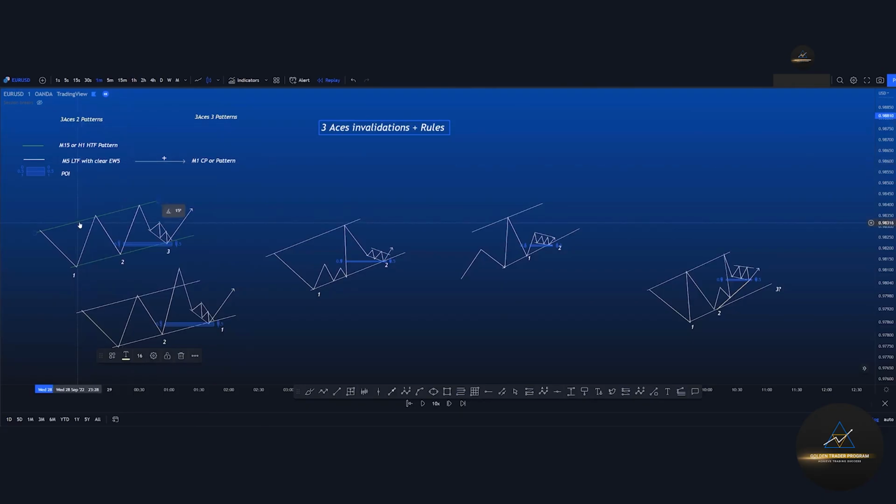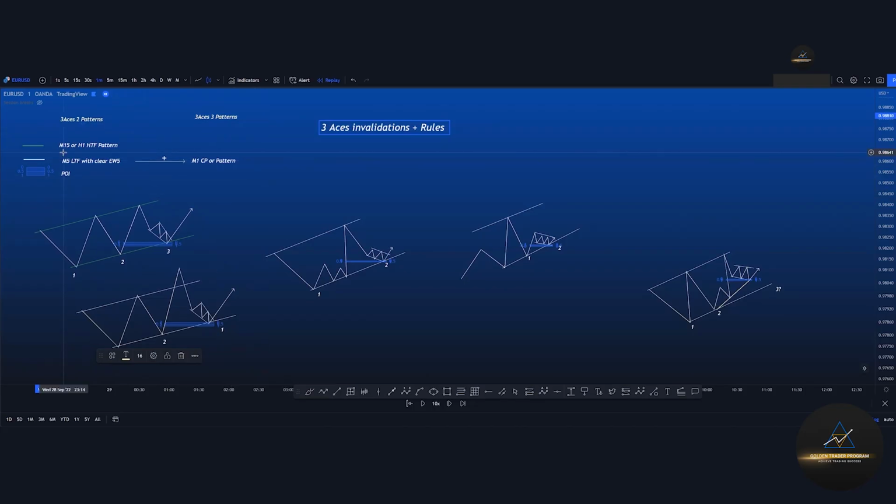Which is two patterns, the green one, the small one, this white one here, and obviously the point of interest, which is what validates it as a three aces. But it's only got two patterns. It's still a pretty decent setup to follow. And you also have the three aces, three patterns, which is a higher probability. And I'm going to get into that in more detail.